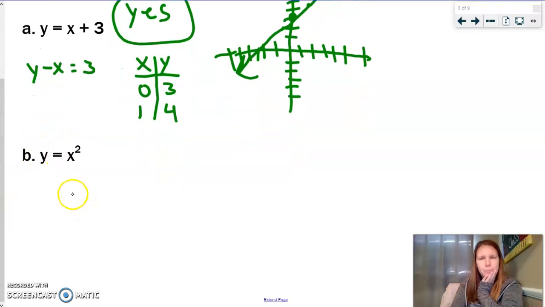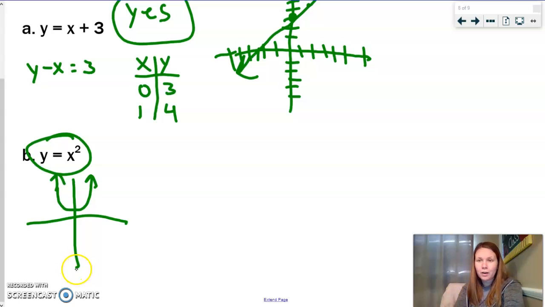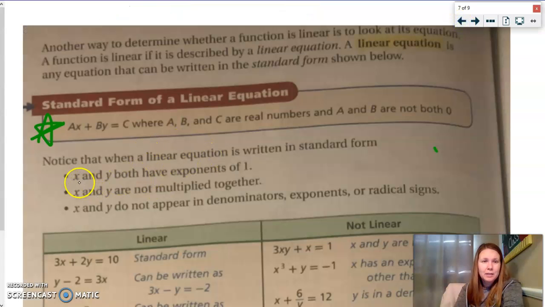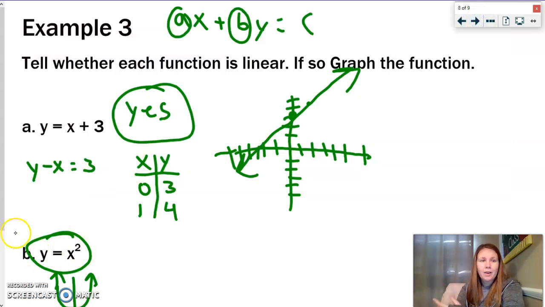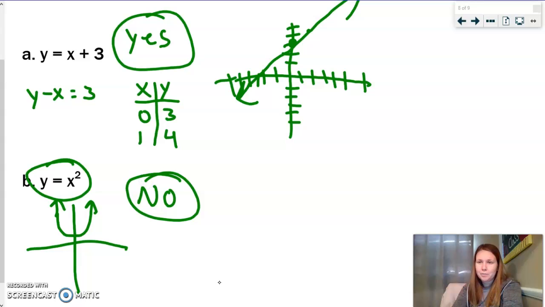For b though, if you remember what kind of graph these create off the top, they're going to create a U-shaped graph. So I can't actually write this in standard form. It's not going to work because I can't have it to different exponents, because in here they say both x and y are to an exponent of 1. So right off the bat, by looking at this equation and understanding that if I were to graph it, it'd give me some sort of U shape, I know that this is not a linear function.